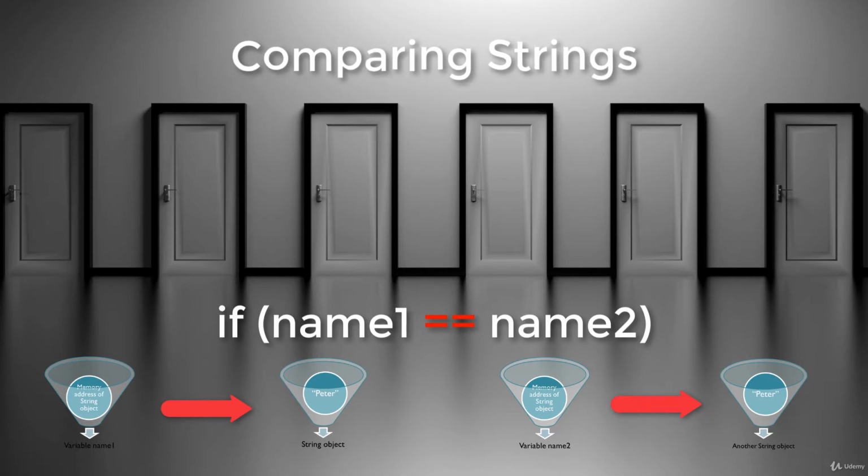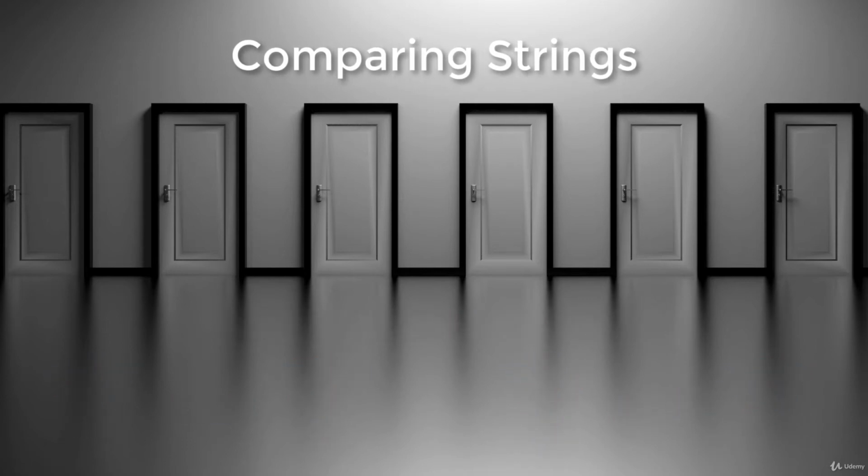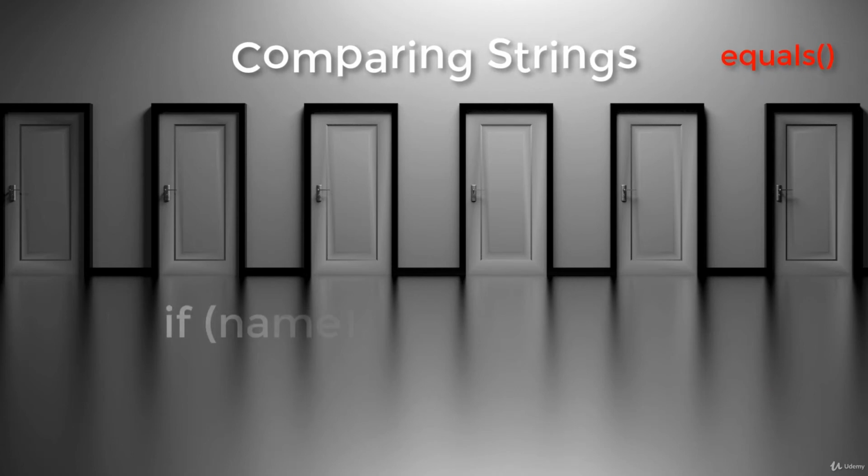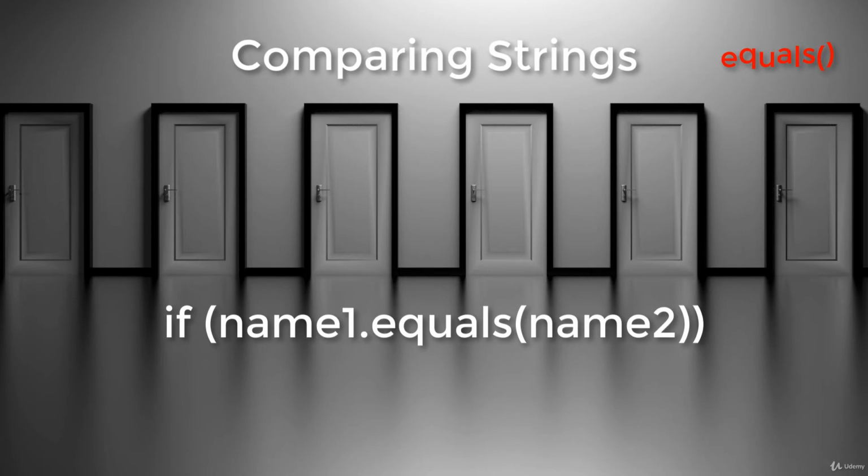So how then do we compare strings? Because strings are objects, we have some useful methods that we can use to compare strings. The first method is the equals method. Now look at the following example. If name1.equals(name2) in brackets. Here we use the equals method on the string called name1, and we compare name1 with name2.